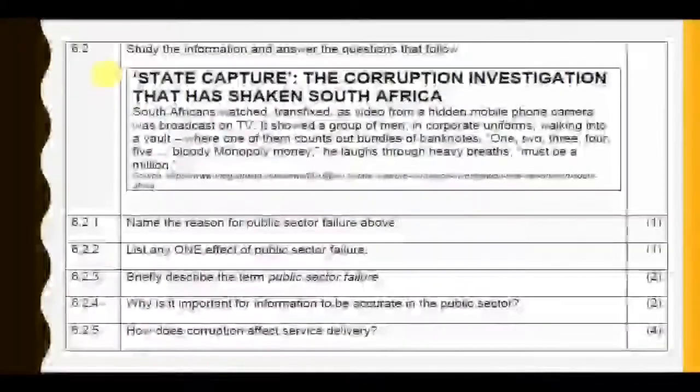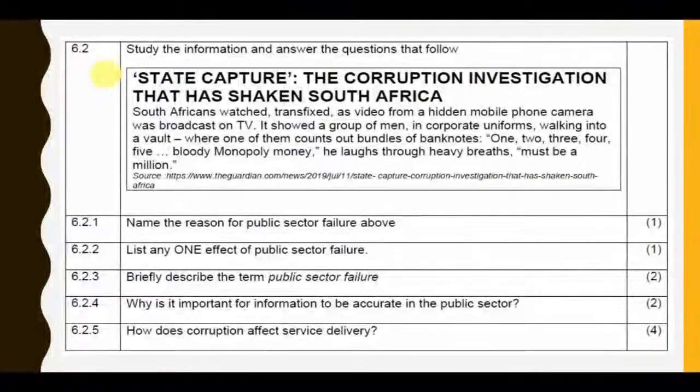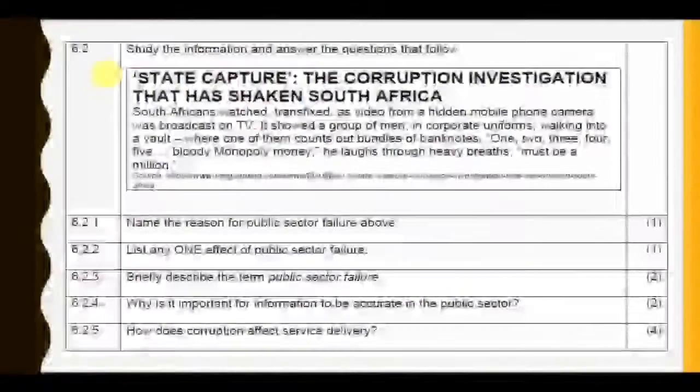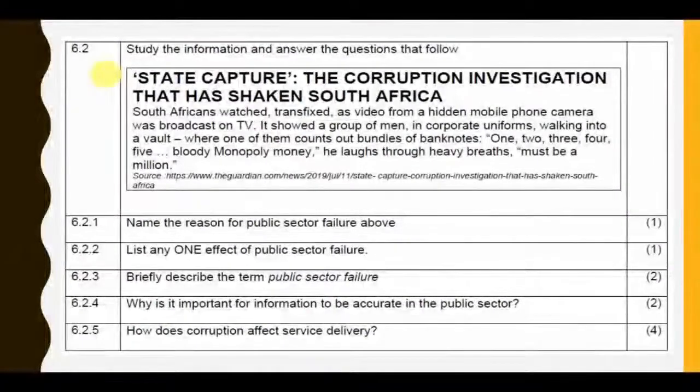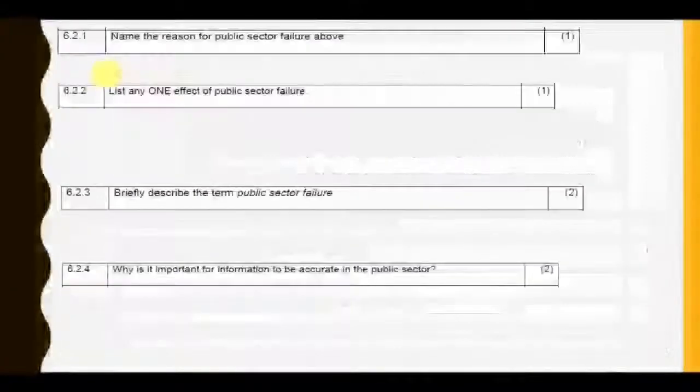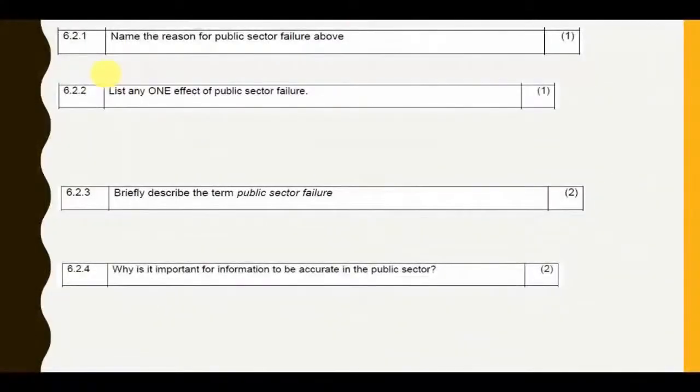Right. So this is obviously about some kind of corruption or theft that is taking place. And you can see from the heading of the article, state capture and corruption, that we are going to be talking about public sector failure. Alright, so guys, let's do the questions. What is the reason for public sector failure above?